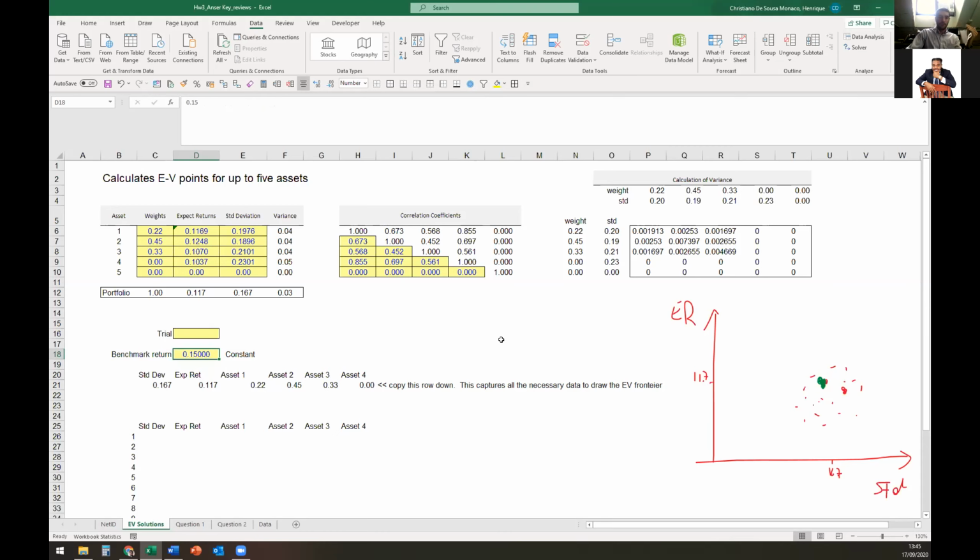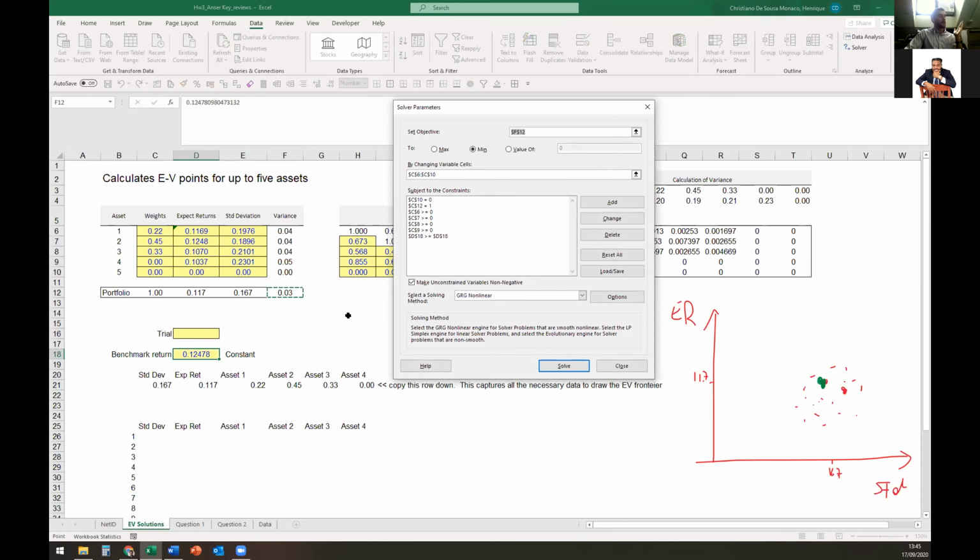And to draw the EV frontier, what we're gonna be doing is always start with the asset with the highest return. Why? Because it's the highest return that we can ever have without shorting using that combination, right? The first time here, I'm going to just copy this as the benchmark, and I'm going to solve over here. So I'm telling it to solve: I want the minimum variance, and I want at least 12.478 of return.